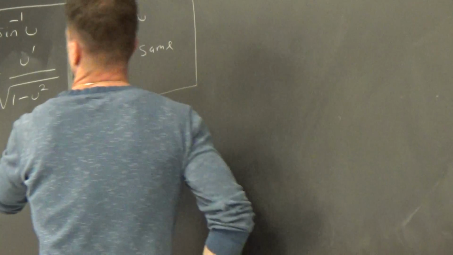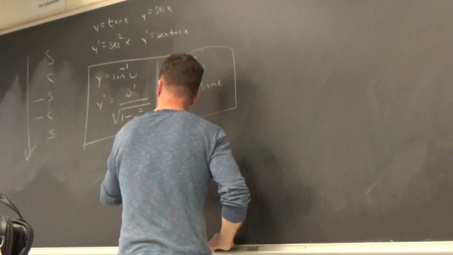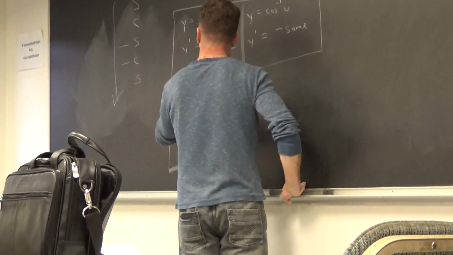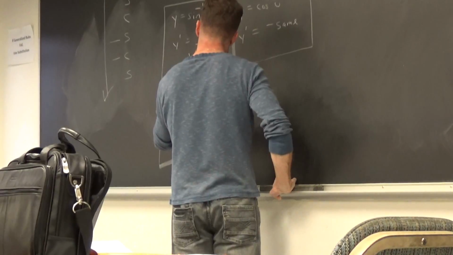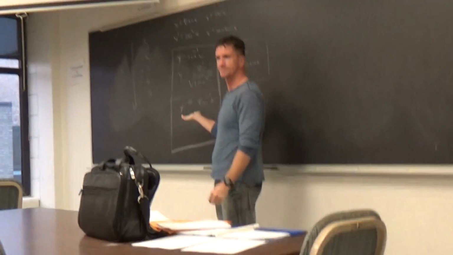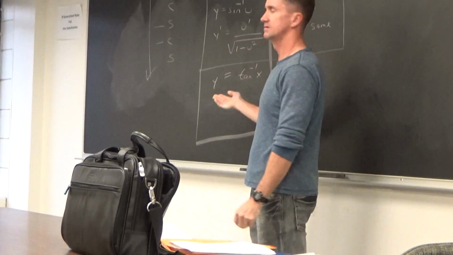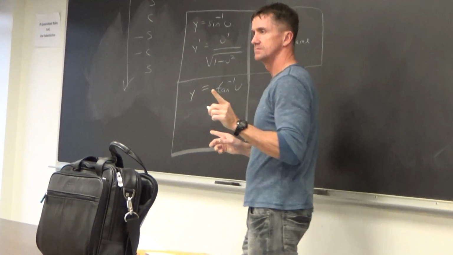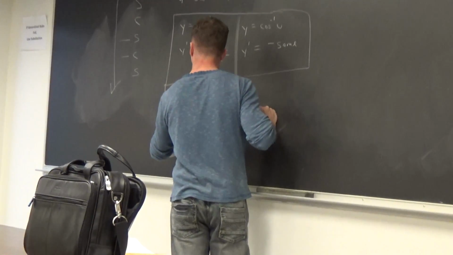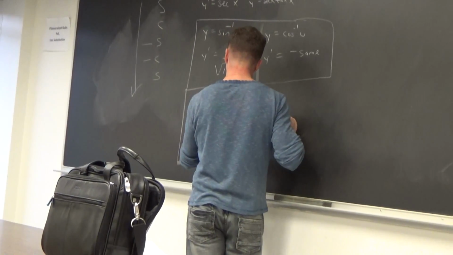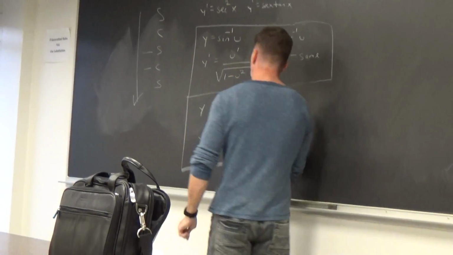I'll be honest, through Calc 2 and Calc 3, this is the inverse trig function you will see the most: inverse tangent. It doesn't have a radical. I want to write it in terms of u. So the derivative will be 1 over 1 plus u squared, times the derivative of u.